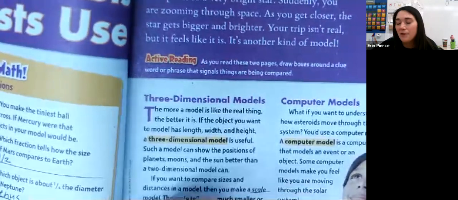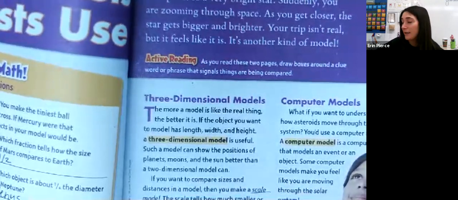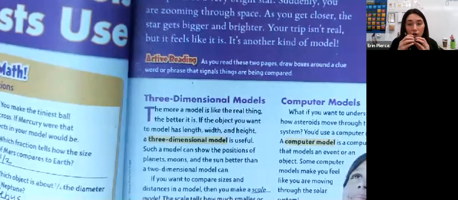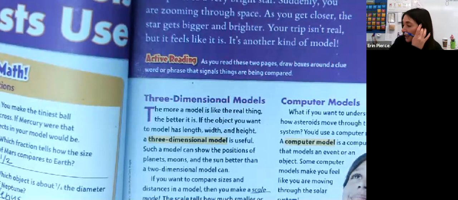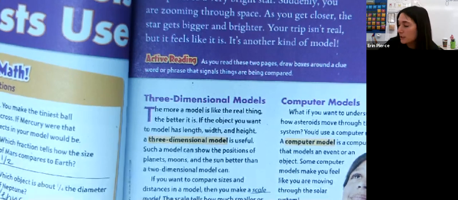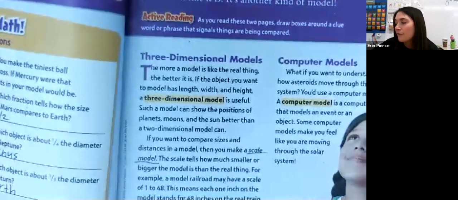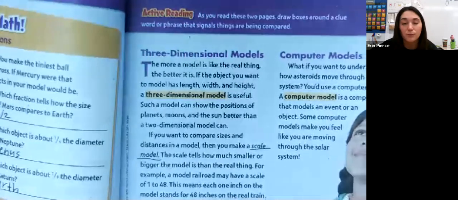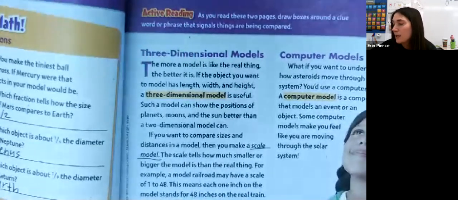Scale model. I know that is not highlighted, but when it's to scale, that means all the planets are showing that one is smaller than the other and then one is bigger. They're not all the same size. The scale model tells how much smaller or bigger the model is than the real thing. For example, a model railroad may have a scale of 1 to 48. This means every 1 inch on the model stands for 48 inches on the real train.